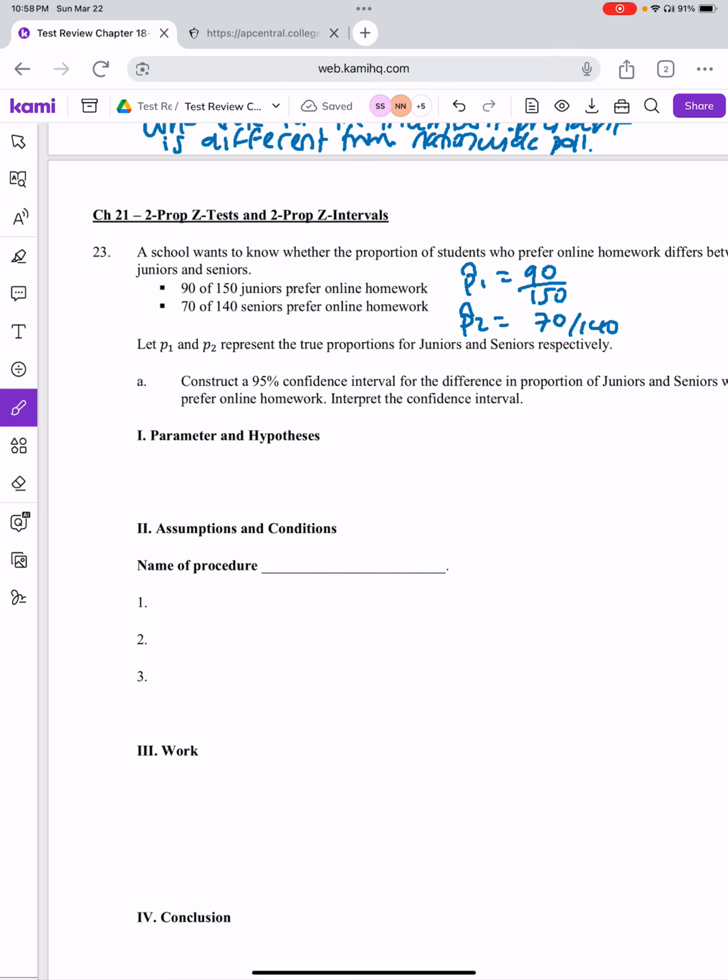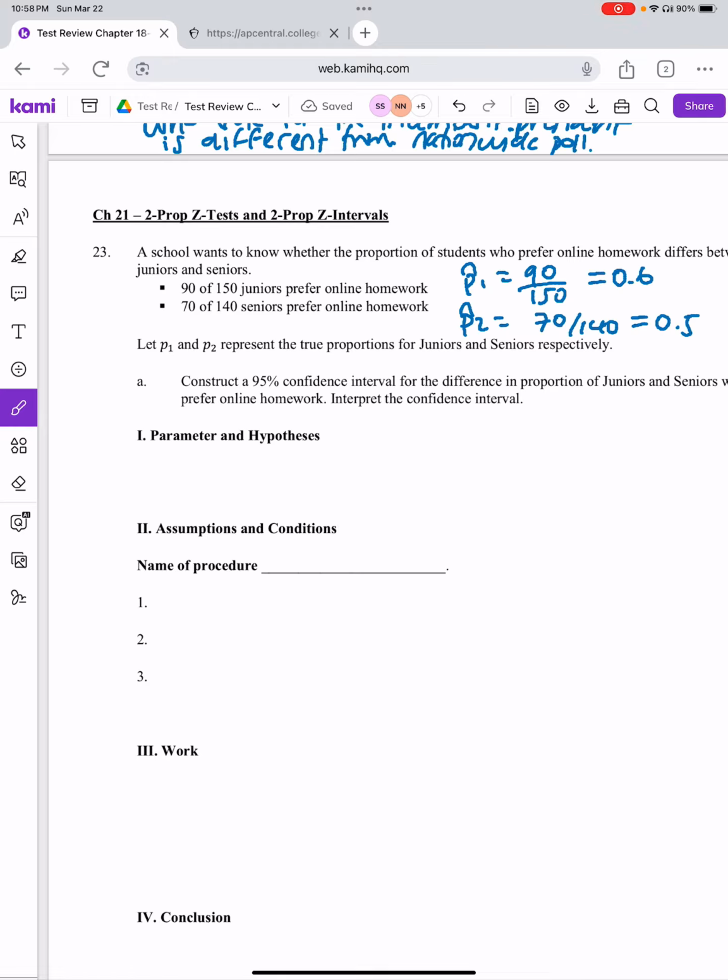So let's just use a calculator really quickly. 90 divided by 150, that's 0.6. And this one's just straightforward. It's just 0.5, it's 50%. So we need to construct a 95% confidence interval for the difference in proportion. And then we have to interpret it.